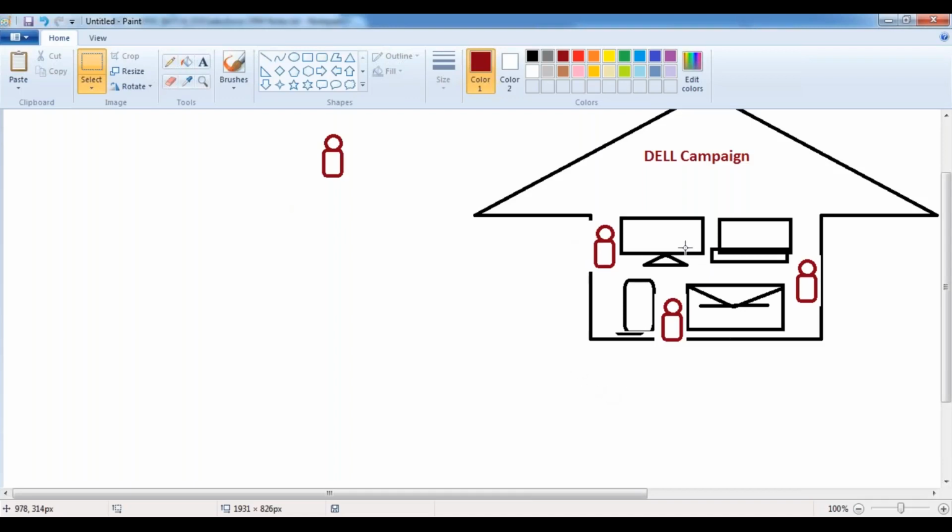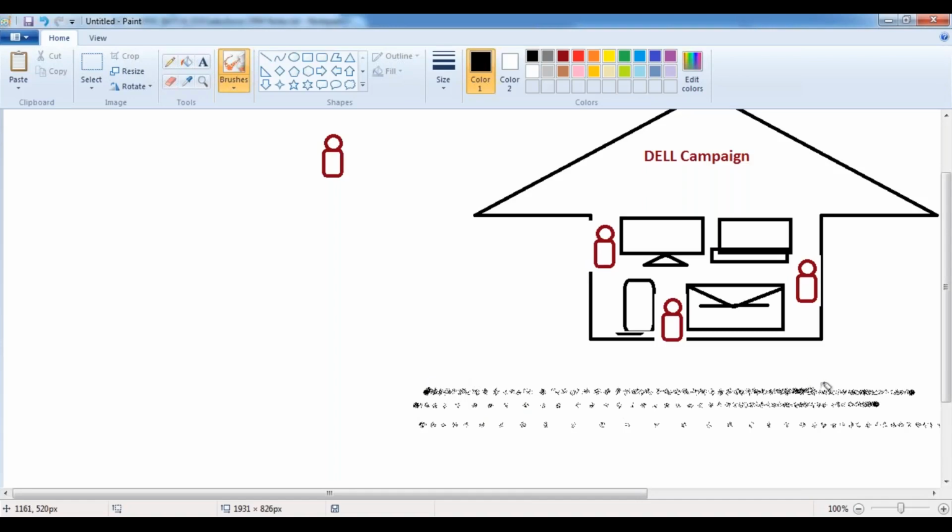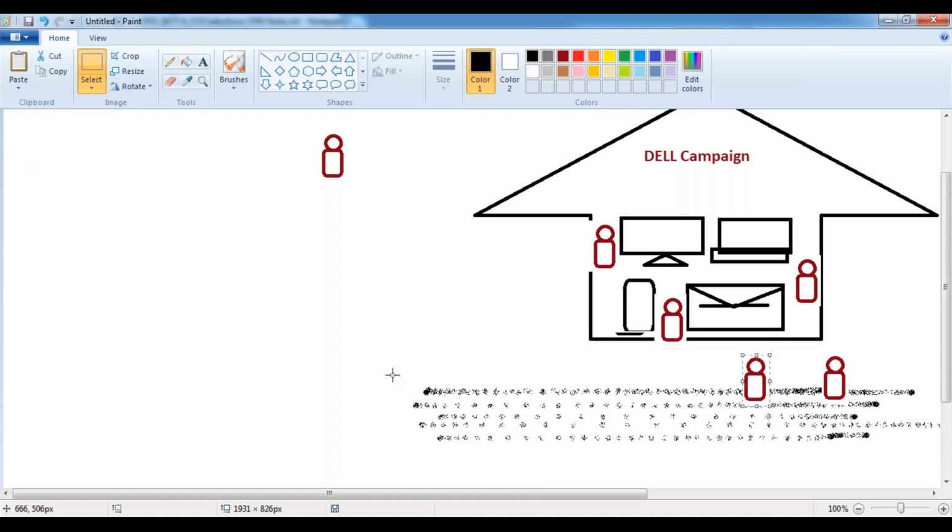So once the products are available here inside this campaign, as usual, every day so many people are passing through this area.